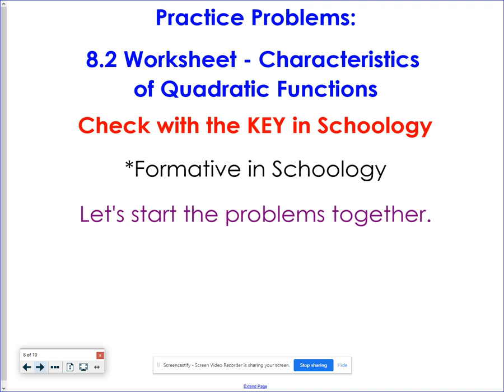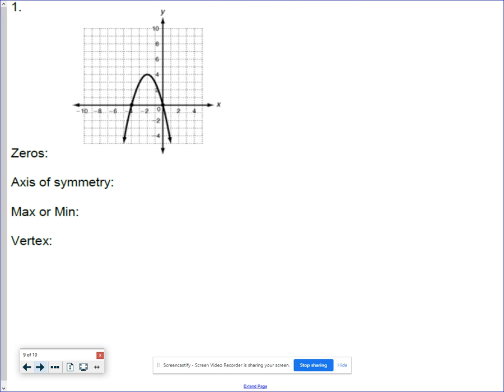So today you've got a worksheet. There is an answer key in Schoology. You can absolutely check that. There's going to be a formative. I'm going to do one problem from each side of the worksheet with you. So number 1 on the worksheet looks like this.